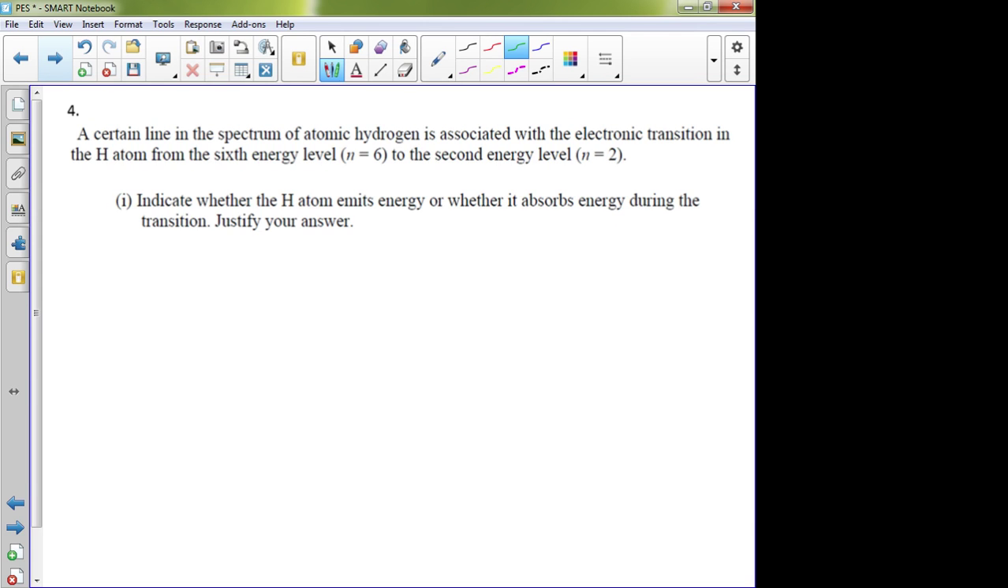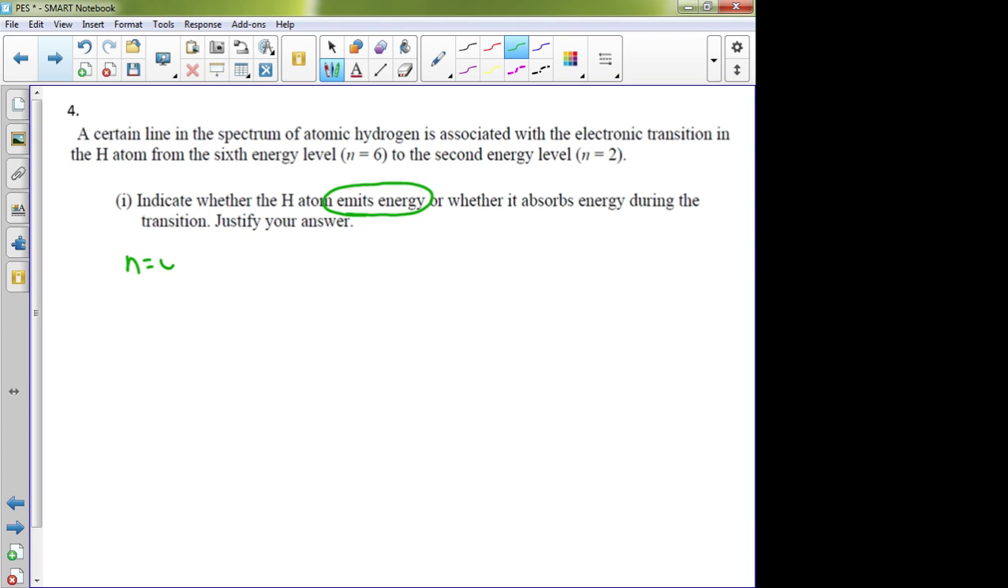Number 4: a certain line in the spectrum of atomic hydrogen is associated with the electronic transition in the hydrogen atom from the 6th energy level to the 2nd energy level. Number 1 says indicate whether the hydrogen atom emits energy or absorbs energy during the transition. Justify your answer. I think that it emits. It does emit energy. That's what you should have put, because it's losing energy as it moves from energy level 6 to energy level 2. There you go. That's good.